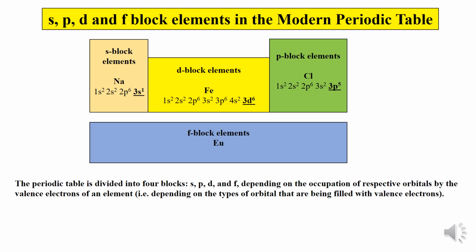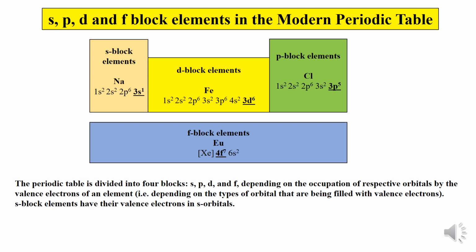What about the element europium? Now this is the condensed electronic configuration of europium. Its electronic configuration is very lengthy, so I use the condensed electronic configuration. In case of europium, you'll find that it is the f orbital that is being filled with valence electrons, and therefore europium belongs to the f block.